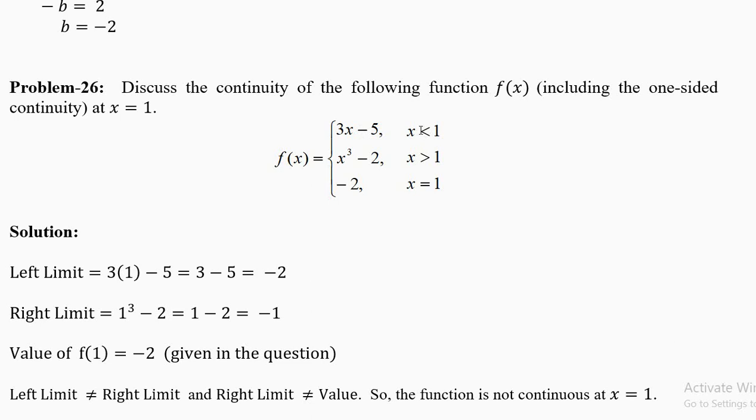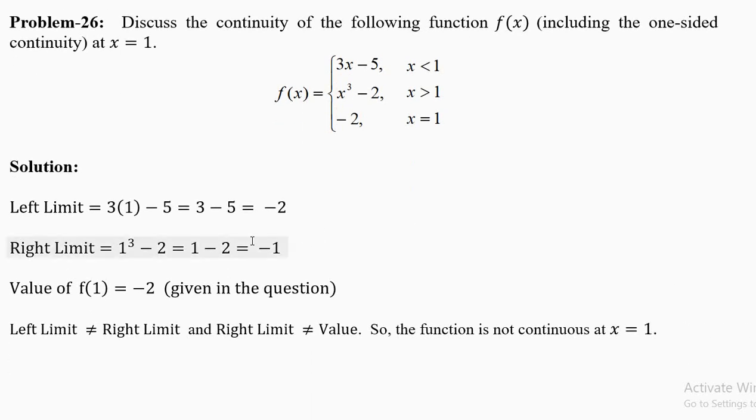Now here, less, more. Less means left limit, more means right limit, equal means value. Left limit equal to 3 into 1 minus 5, 3 minus 5, minus 2. Right limit 1 cube minus 2, 1 minus 2 is minus 1. So these two are not equal, some problem is there. Value check, f of 1 equal to minus 2, given in the question. f of 1 is minus 2, equal means minus 2. Equal means value. So left limit is not equal to right limit, and right limit is not equal to value. We are having two times this problem. So the function is not continuous at x equal to 1.